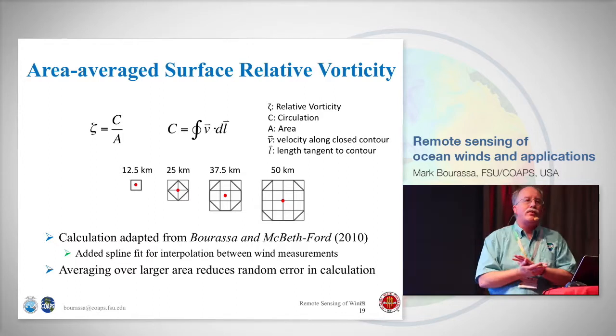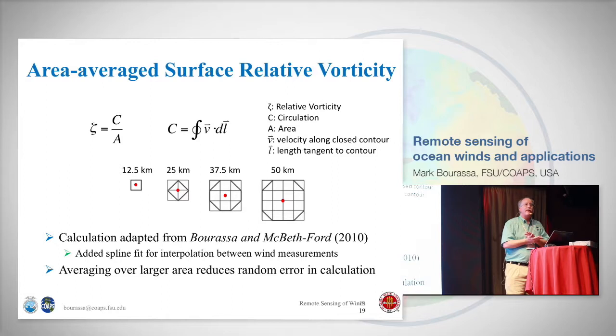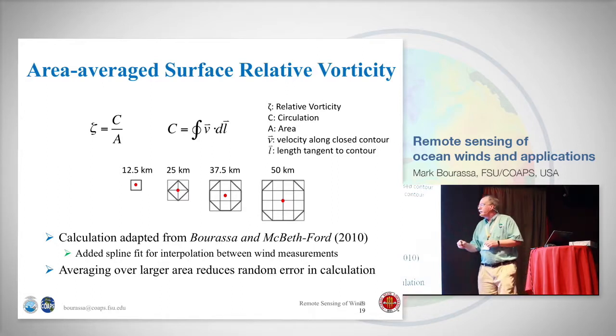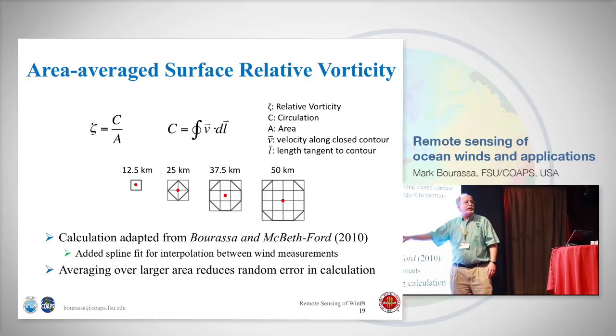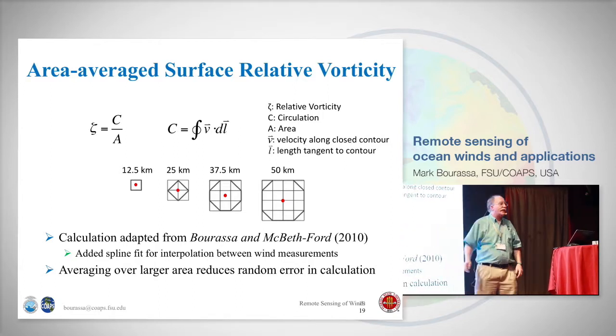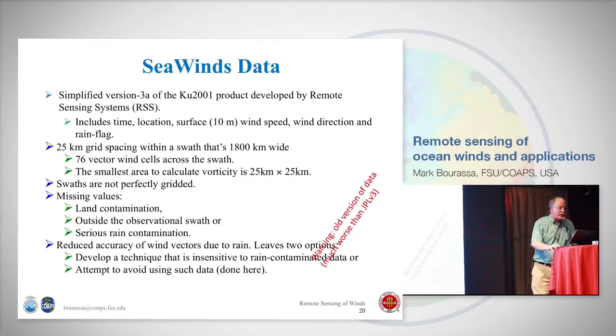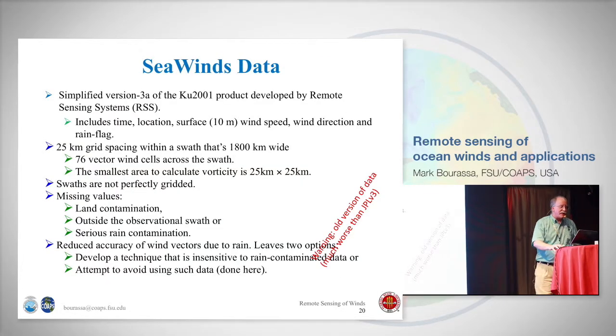So don't remove the points. Use a smarter method that's more robust when you're trying to calculate these vorticities. By the way, this technique will work on a map that's gridded as well. You don't have to do it on swath data. It works anywhere. So let's see some examples of this, because it's not perfect.